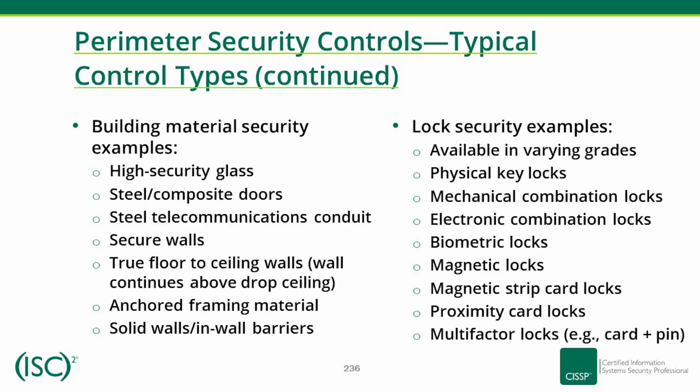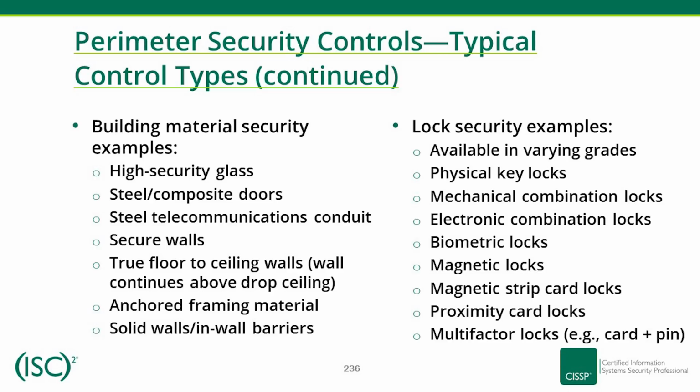Perimeter security controls, typical control types, continued. Building material security examples: high security glass, steel/composite doors, steel telecommunications conduit, secure walls. True floor-to-ceiling walls, where the wall continues above the drop ceiling, anchored to framing material. Solid walls/in-wall barriers.